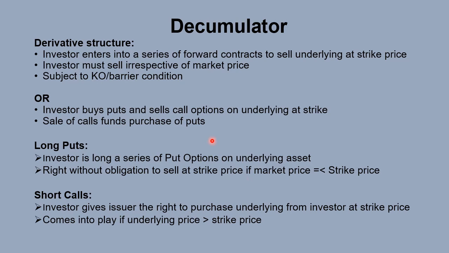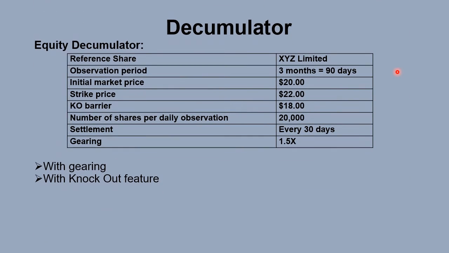Let's discuss an example to understand decumulators. We'll take up an equity decumulator. Reference shares is XYZ Limited. Observation period is 3 months or 90 days. The initial market price at the time of entering into the contract is $20. The strike price is $22. The KO barrier is $18. And the number of shares per daily observation is 20,000. And settlement is done every 30 days. There is a gearing of 1.5 times.